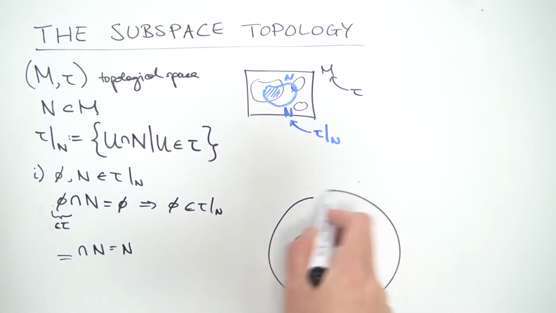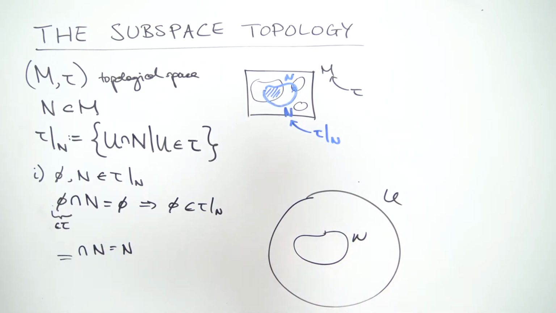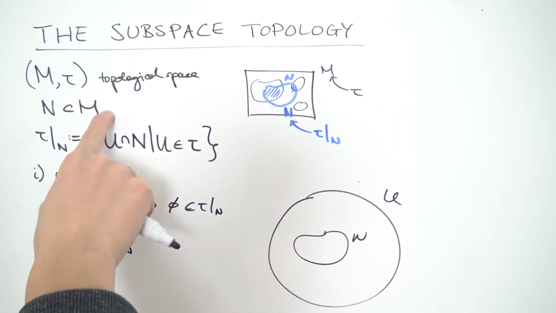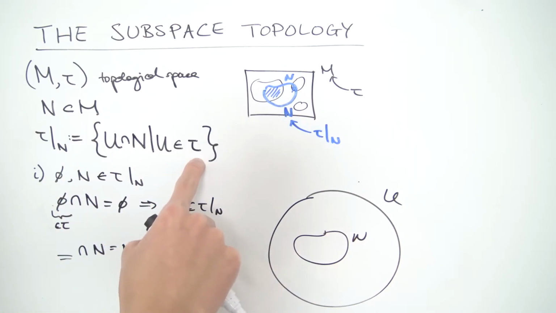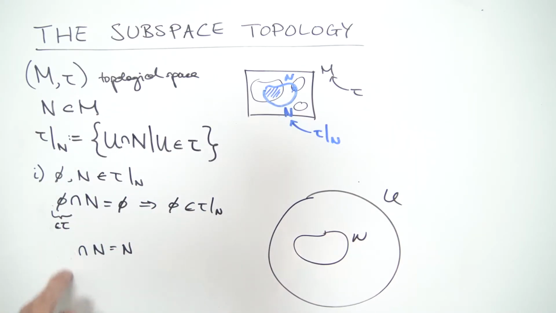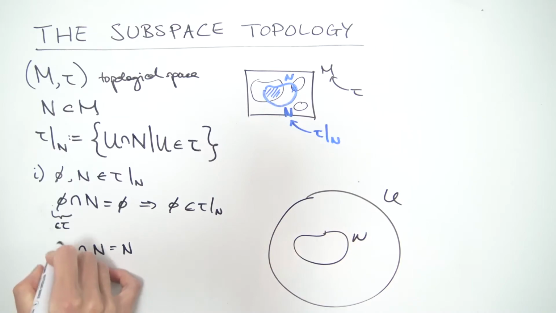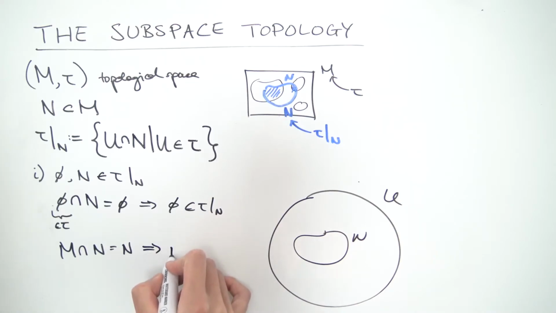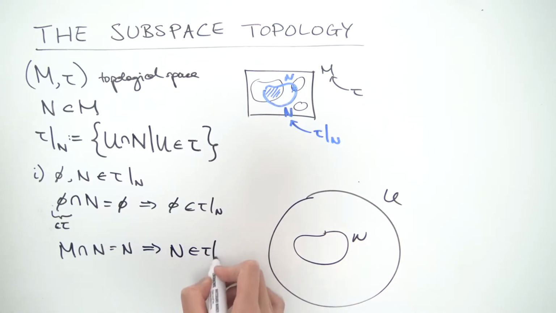So we need to find some neighborhood U that's bigger than N. Now what do we definitely know? We definitely know that M is bigger than N. And since M is an element of the original topology, what better choice do we have than to put M over here? So we found a subset M such that when we intersect with N, it gives us N. And this tells us that N is in the topology restricted to N. So the first axiom is true.